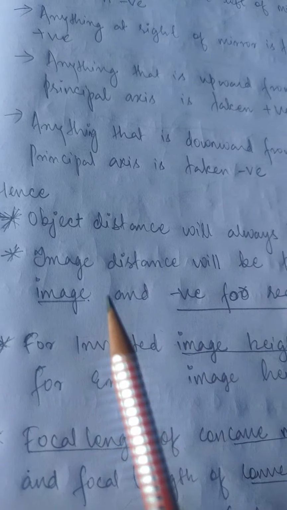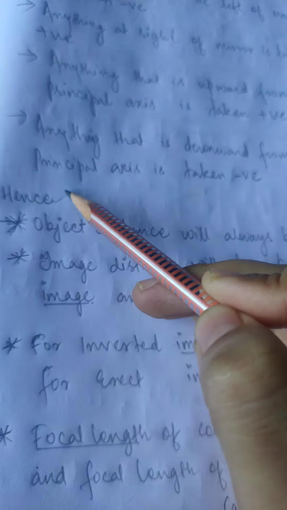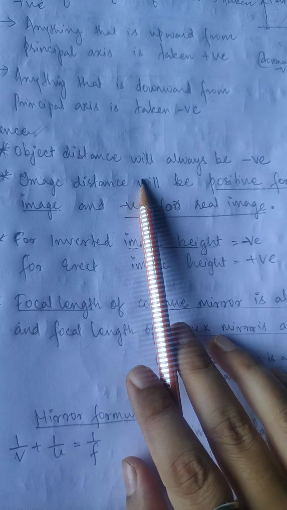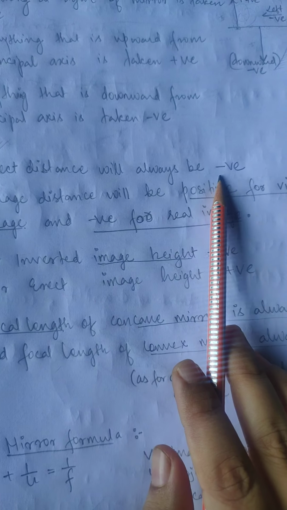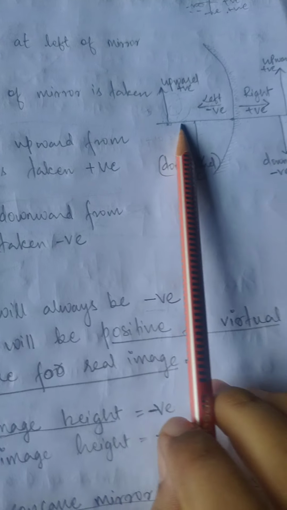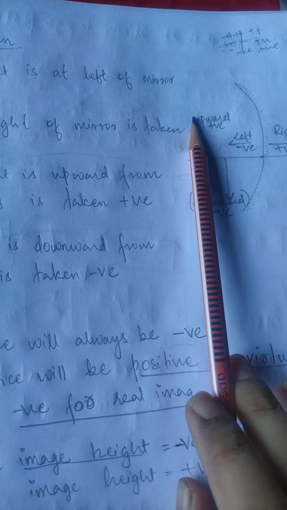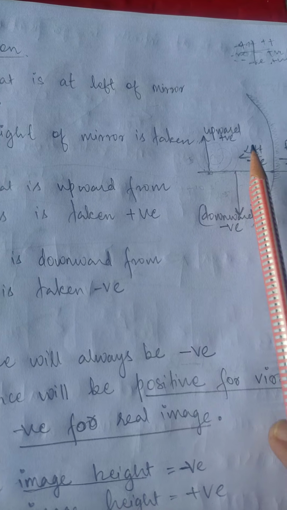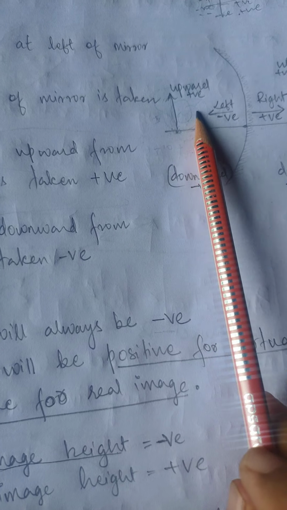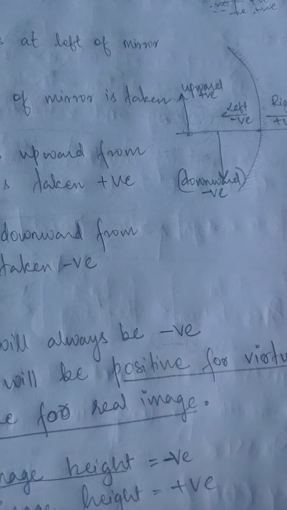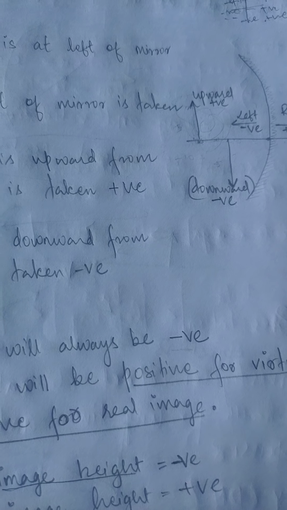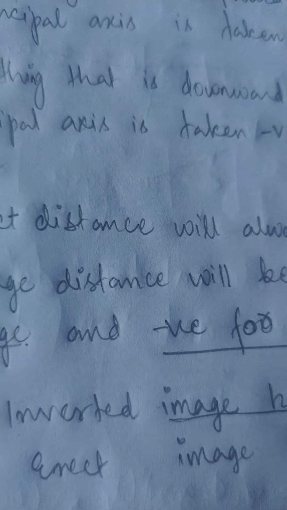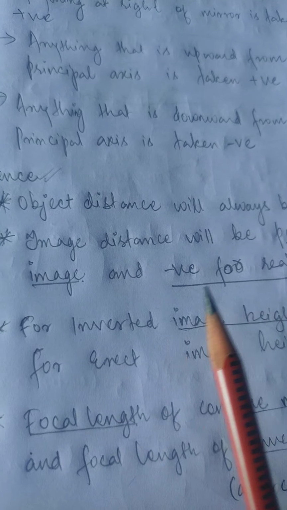Now coming to the next point, these are very important points to note. Certain thing: object distance will always be negative. That means the object will always be present on the left side of the mirror, isn't it? Every time, in every image formation, in every ray diagram, we are placing the object only on this side. That means the object distance will be negative, no matter whether it is a concave or convex mirror. Sorry, not lens, mirror.